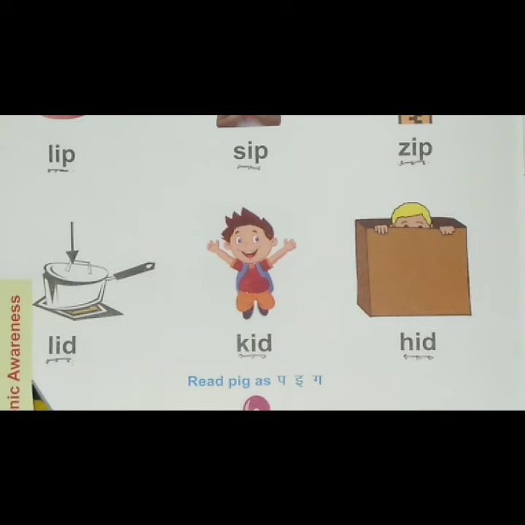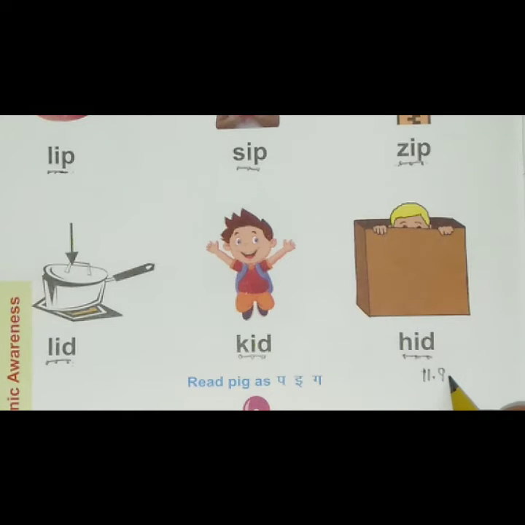Children, the last row that we did is about id family. L id, lid. K id, kid. H id, hid. Now let's do magic reading, quick reading. Lid, kid, hid. Well done, my babies. Now write today's date. 11.9.2020. Well done, my babies. Now time for our activity.